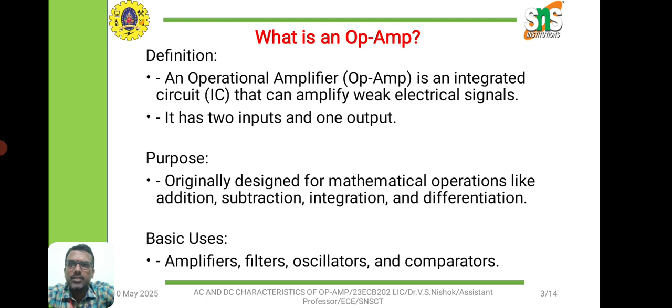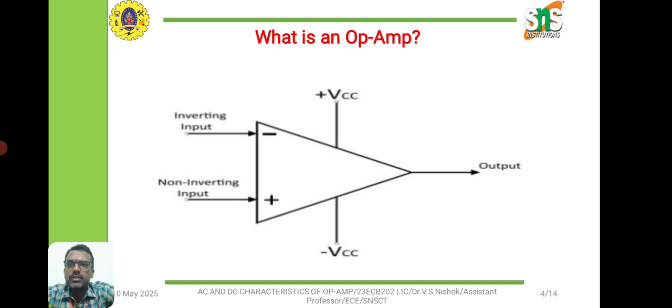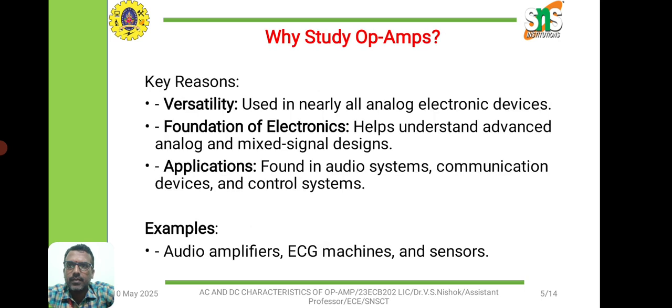So that is the main purpose of the operational amplifier, and it is originally designed for mathematical operations like addition, subtraction, integration, logarithmic, anti-logarithmic, such applications. So this here is the symbol of the operational amplifier with two input signals, inverting input and non-inverting input, and two power supplies and one output. The main features are versatility and being the foundation of electronics, and with such features it is used in audio systems, communication devices and control systems.